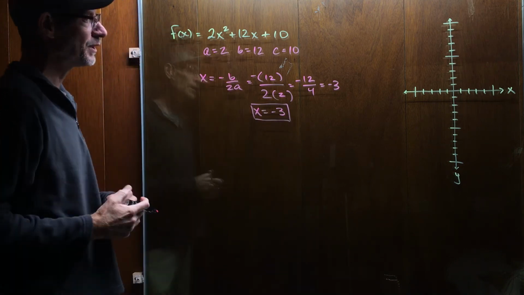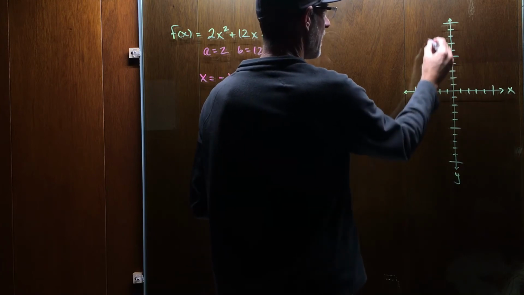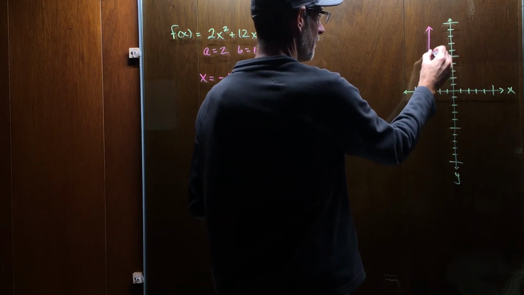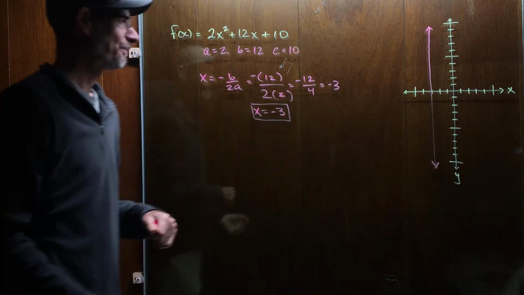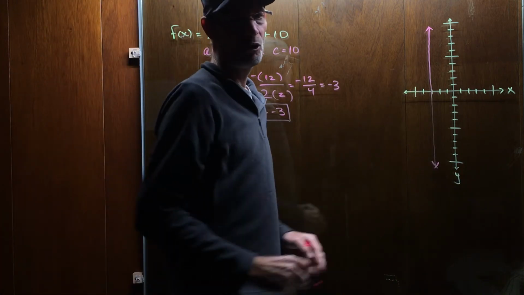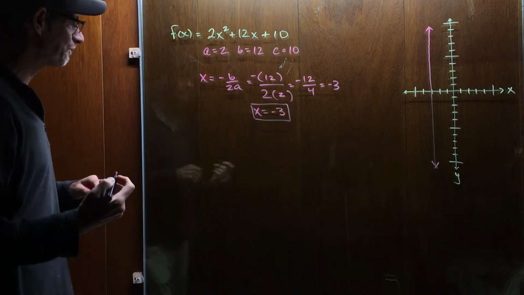I'm going to go ahead and put that on the graph right now. So my axis of symmetry is going to be a line that looks like that. One side of my parabola will be to the right of that line, and a mirror image will be to the left of that line.